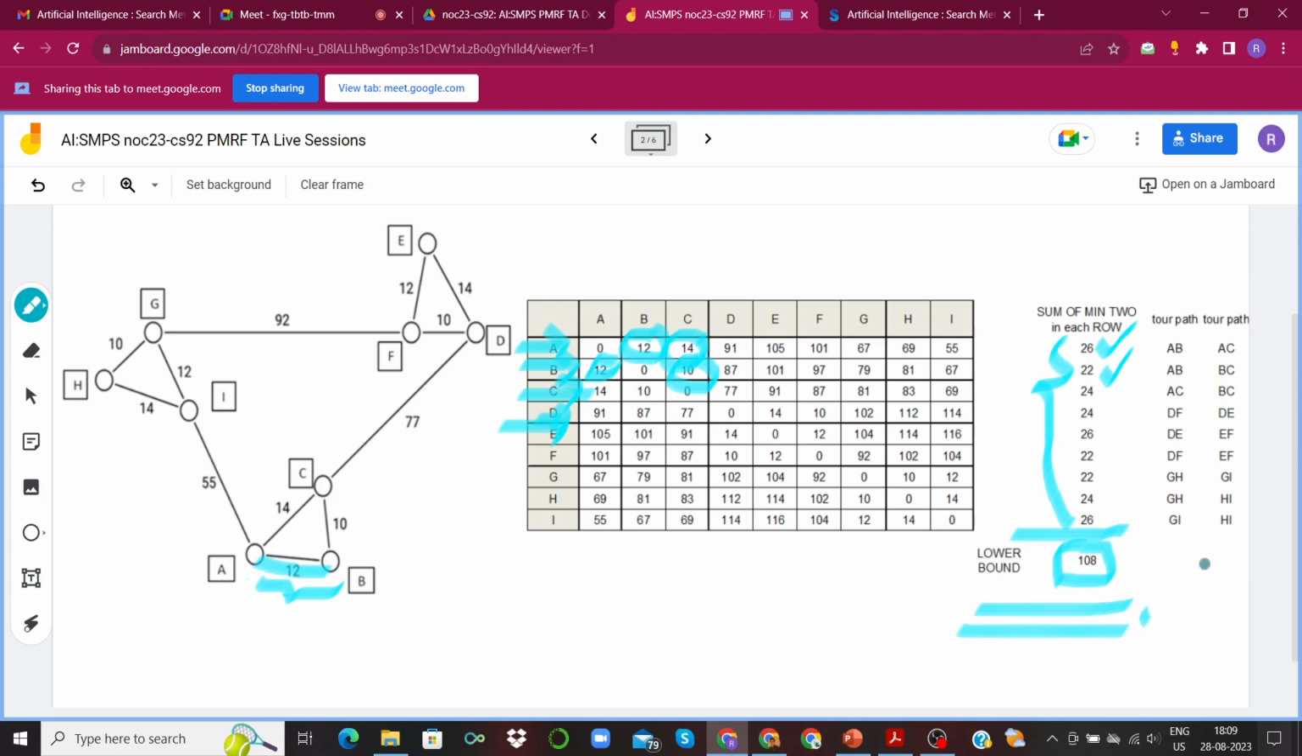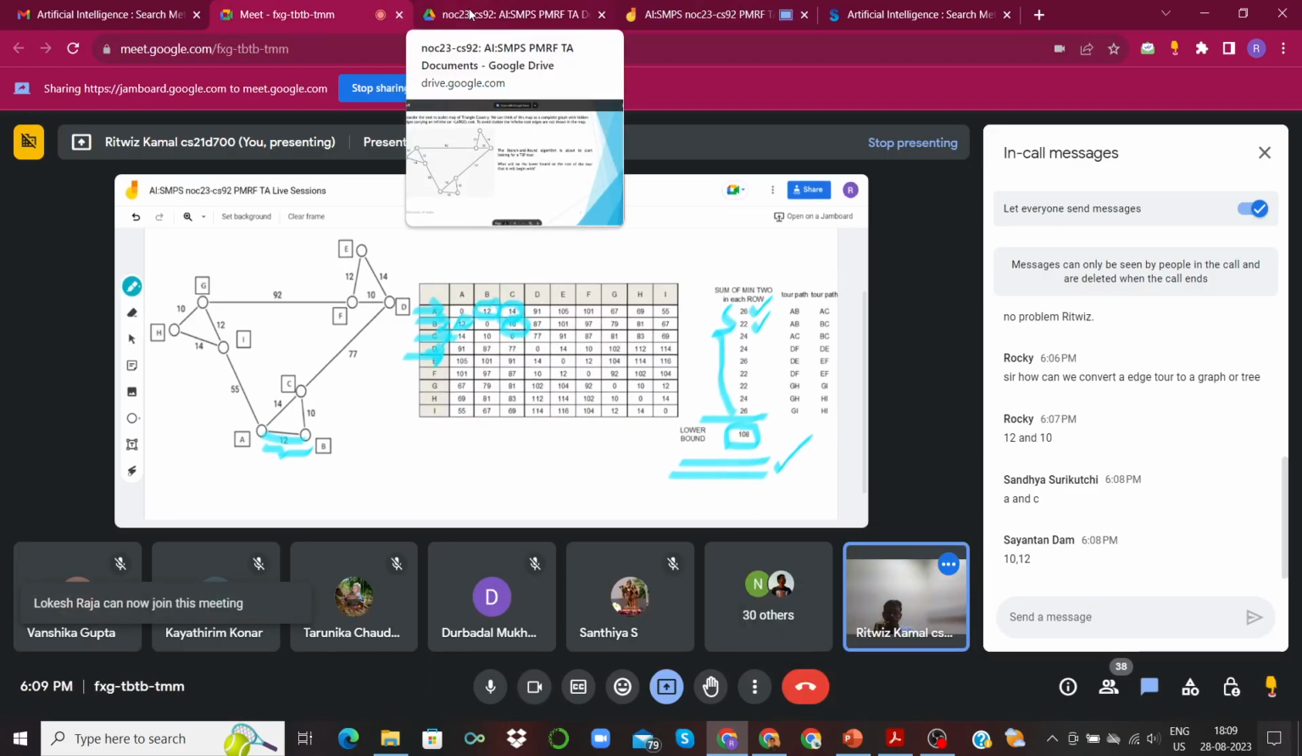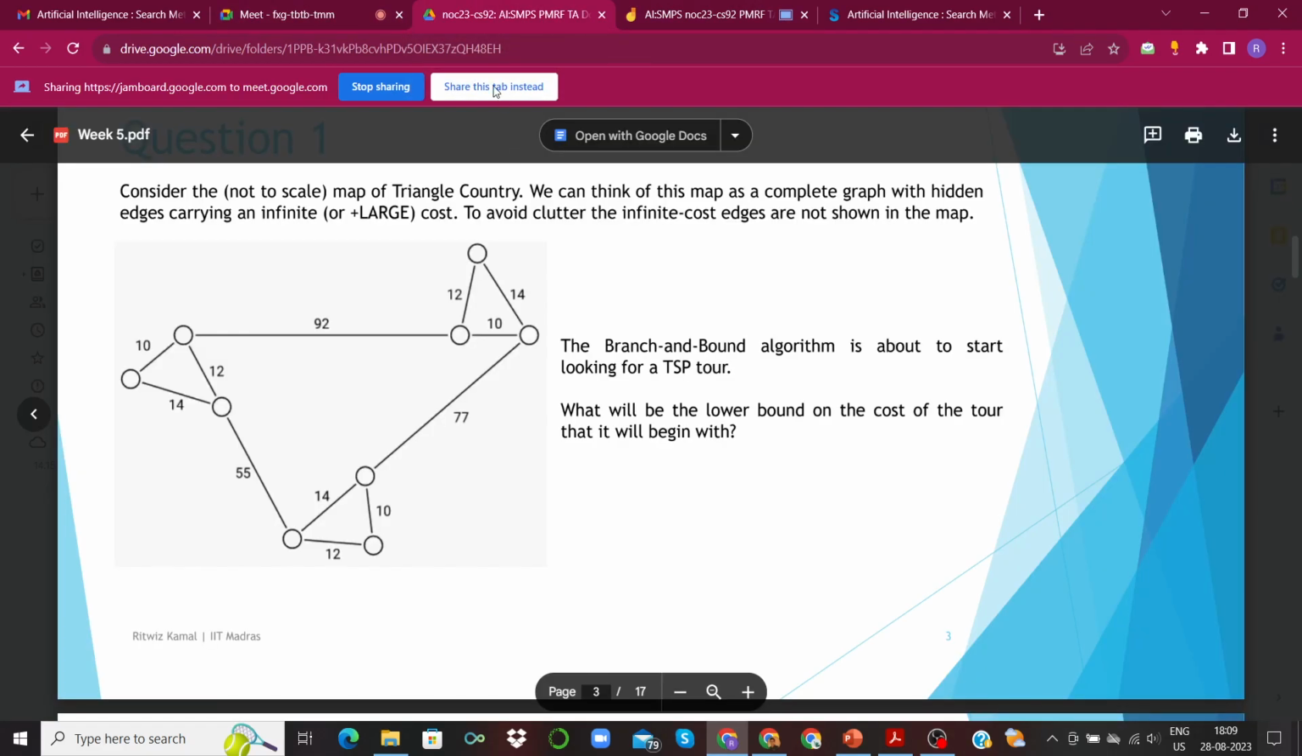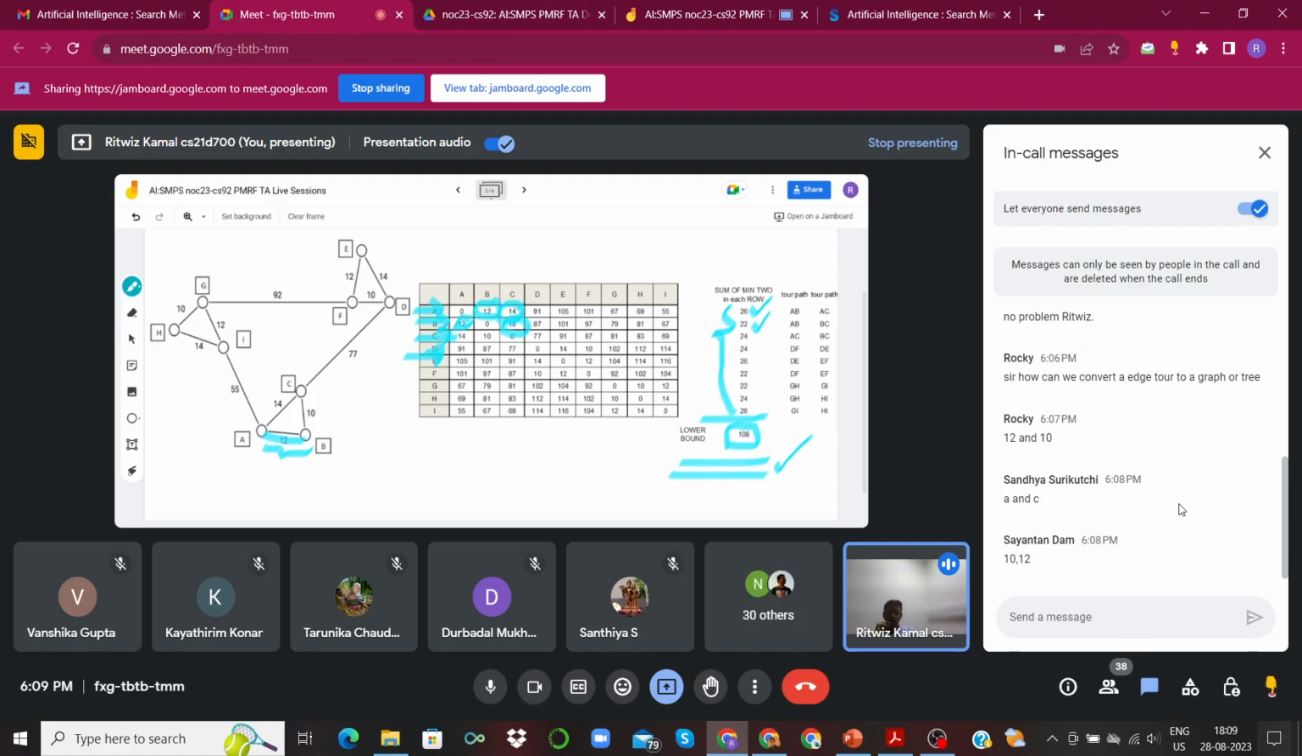Remember that this may or may not be a valid tour. But this is the lower bound, which means that the cost of any tour cannot go lower than this particular value. Any doubts on this question?